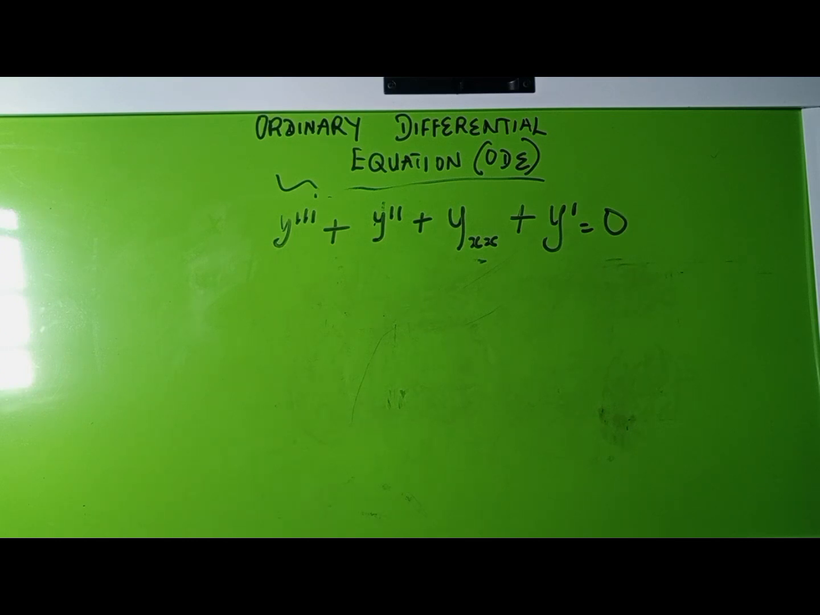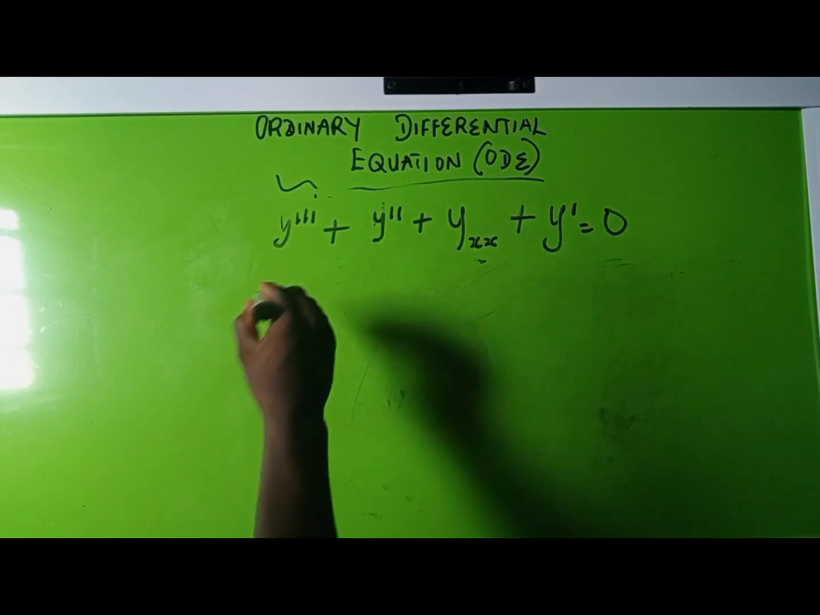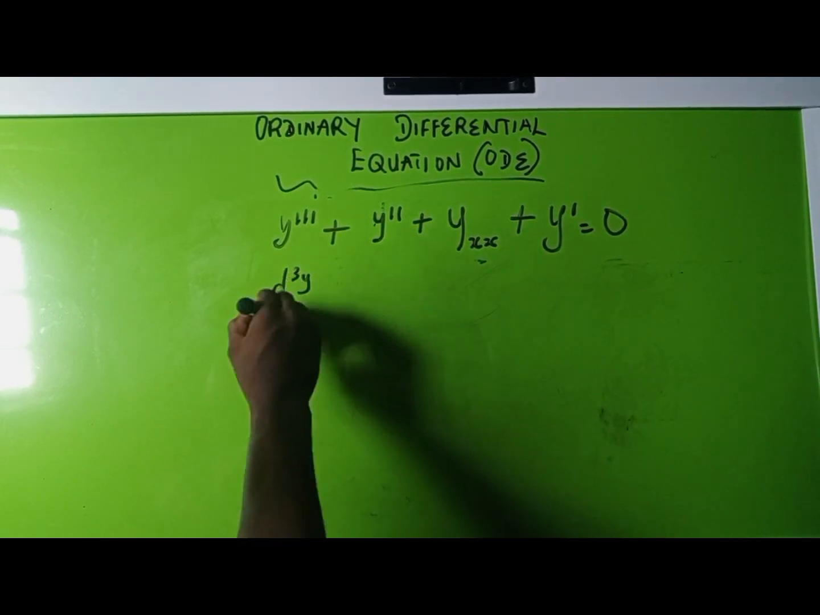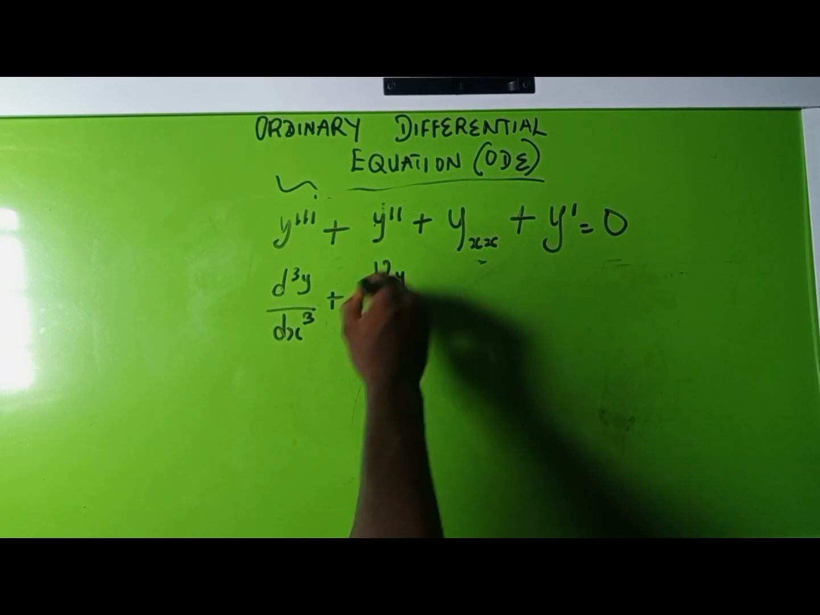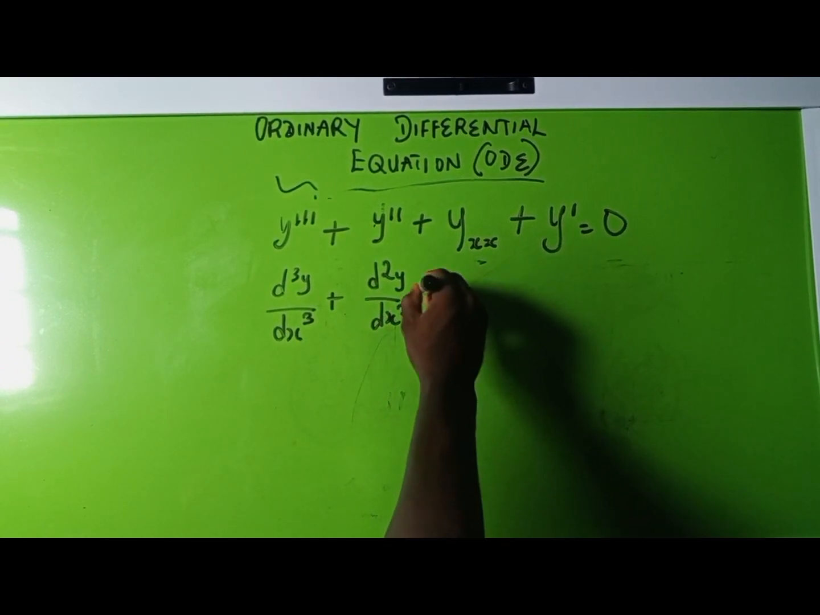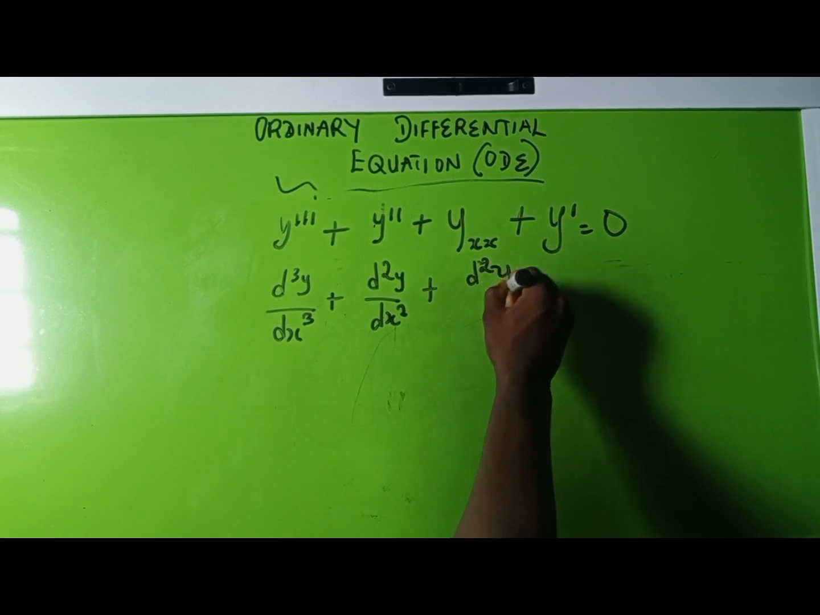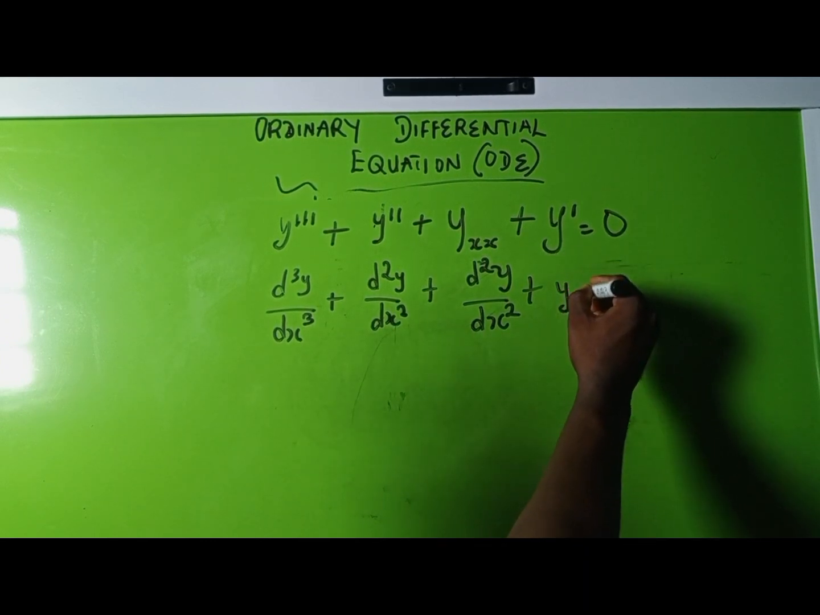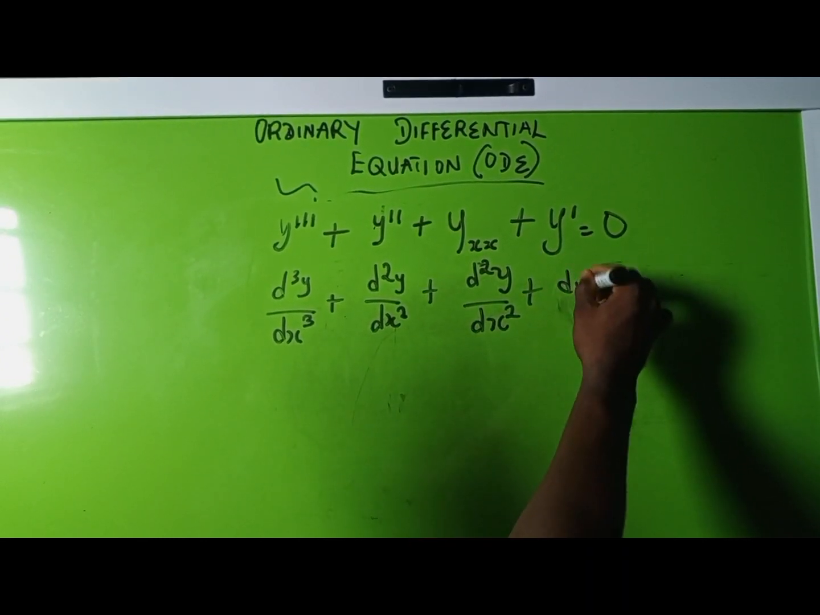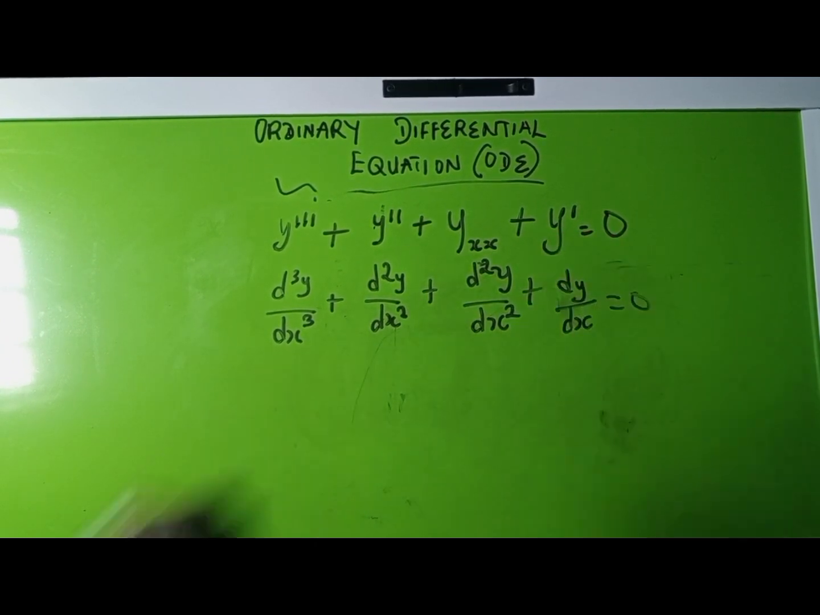Now, let's take the first one, which is y prime prime prime. Now, what is our y prime prime prime? We know that we have 1, 2, 3 primes, so it is our third derivative. So we have 3y over the x cube plus the square y over the x square plus the square y over the x square plus y plus the y over the x equals 0. Now you've converted all your primes and your subscripts to a derivative.